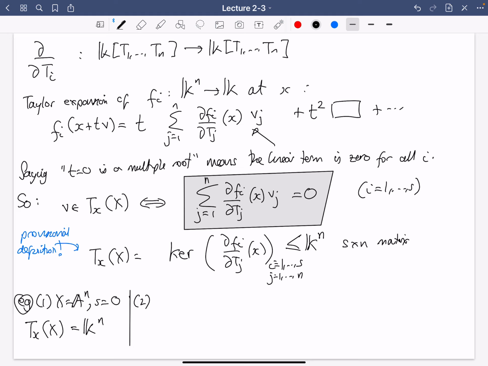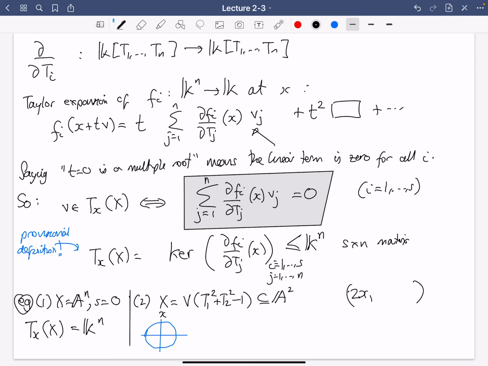Let's do another easy example. Let's say X is the unit circle. So what's that? That's the vanishing set of t1 squared plus t2 squared minus 1 sitting inside affine 2-space. So what's this matrix in that case? There's just one polynomial equation now, so s is 1. So this is just a 1 by 2 matrix, and for the first entry I've got to differentiate with respect to t1, so I get 2t1, and then evaluate on x, so I get 2x1, right?